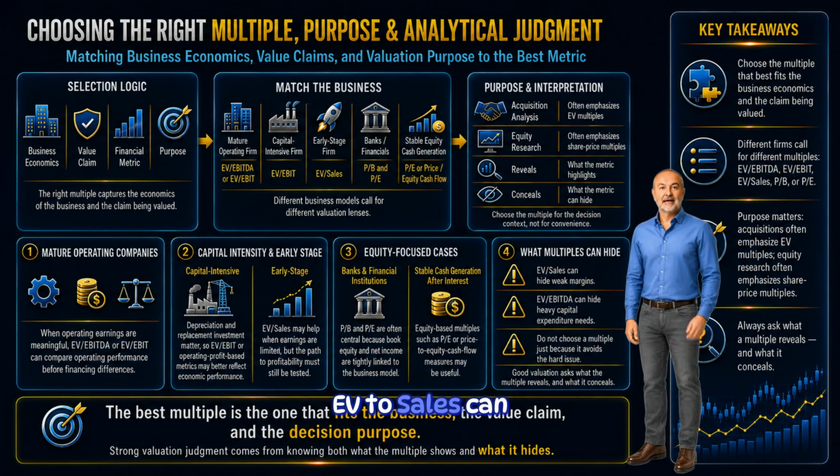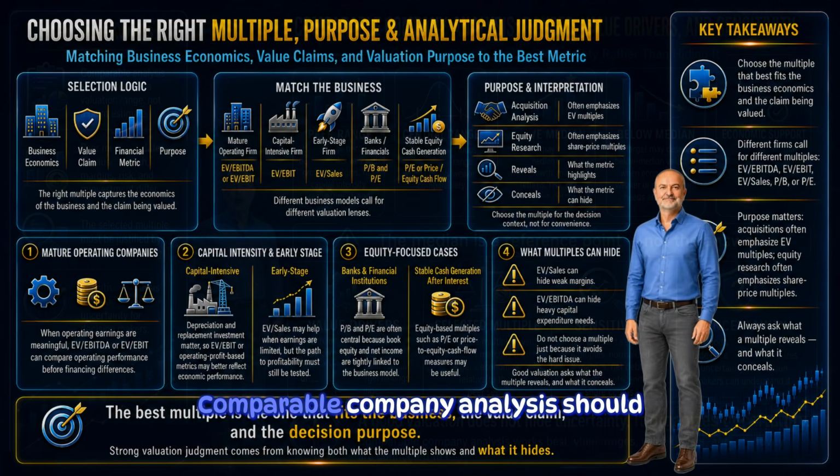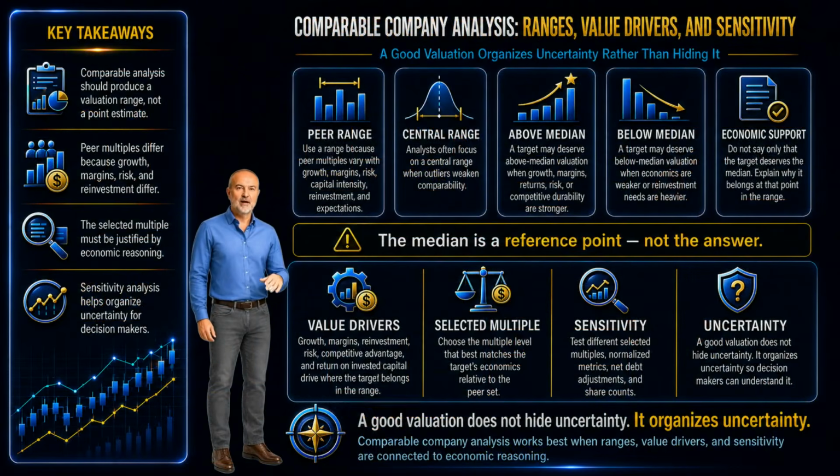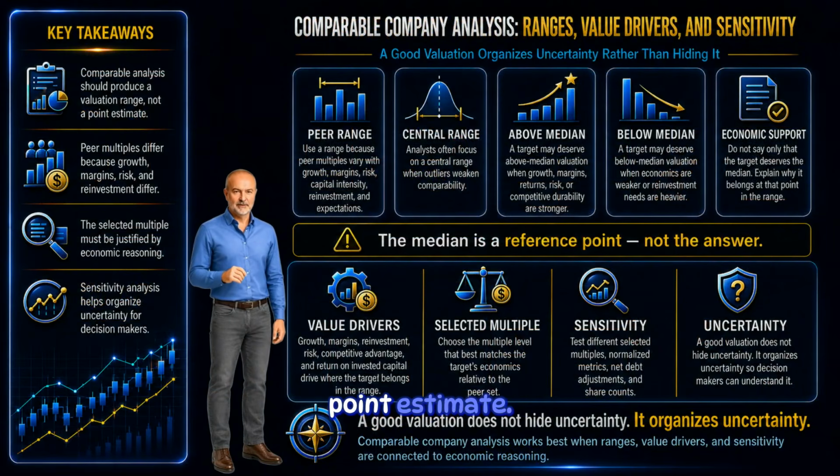EV to sales can hide weak margins. EV to EBITDA can hide heavy capital expenditure needs. Good valuation asks what the multiple reveals and what it conceals. Comparable company analysis should usually produce a valuation range, not a single point estimate.